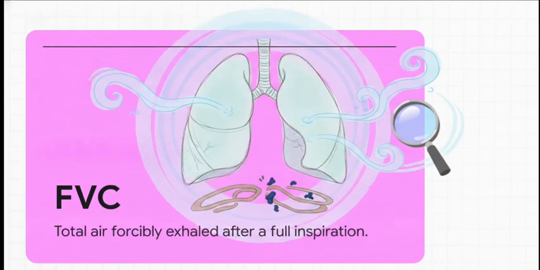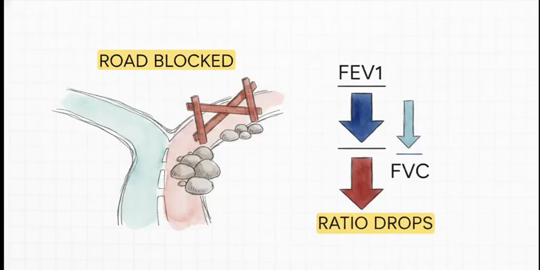Next up, we anchor FVC by remembering F equals full. This is the full total volume of air that is forcibly exhaled after taking the absolute deepest breath possible. It essentially tells us the total capacity we're actively working with. If the lungs just can't expand normally, or if some severe blockages are trapping the air inside, this full number is going to fall.